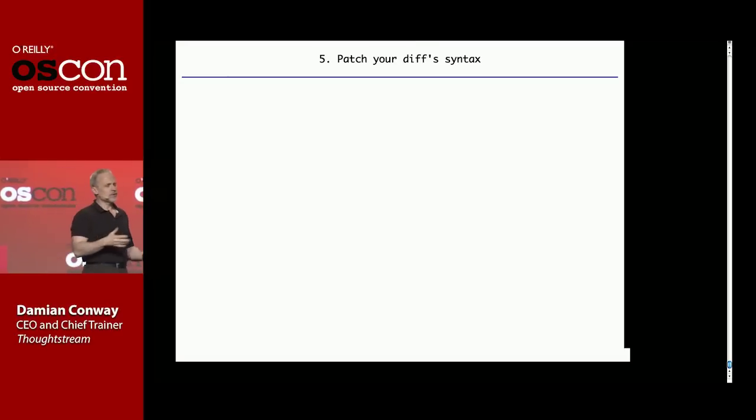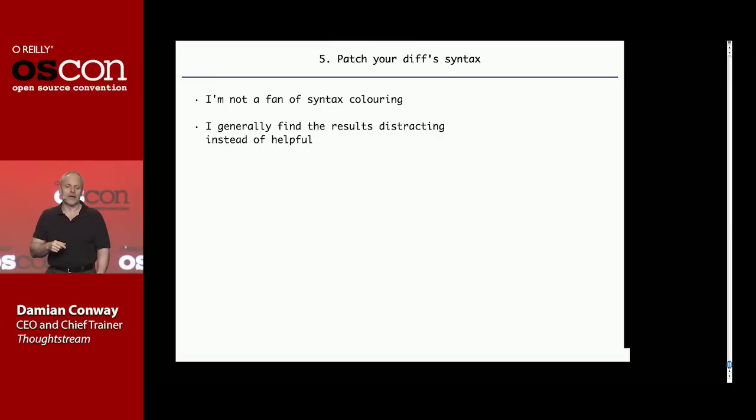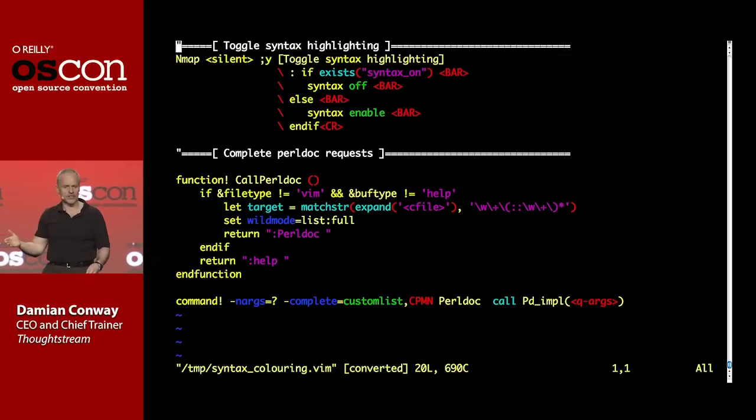Diffs. I do an enormous amount of patching and diffing and dealing with bug reports and so forth, but I'm not a fan of syntax colouring. I don't know, how many people here like syntax colouring? Yeah, it's always the majority. I just don't understand it. For me, it's just a distraction. It's just kind of, oh my God, the colours are everywhere. What am I doing there? That's the standard syntax colouring for Vim script. Man, not helpful.